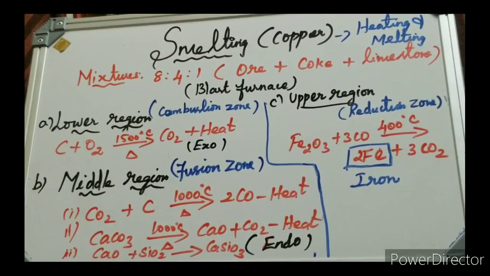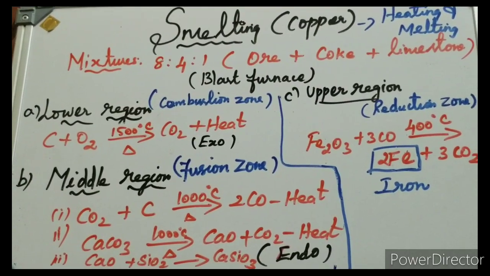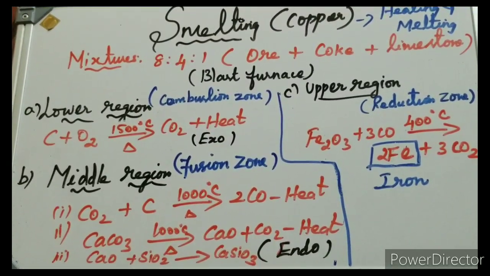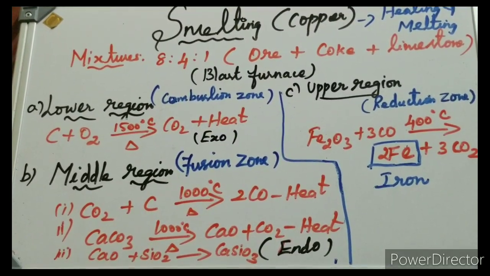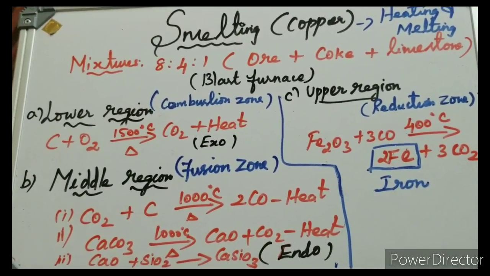So these are all the concepts about the smelting process. In the smelting process, heating and melting take place. It is mainly used to extract the metal from its ore. There are three important region reactions, which I explained one by one. So this is the concept about the smelting process.